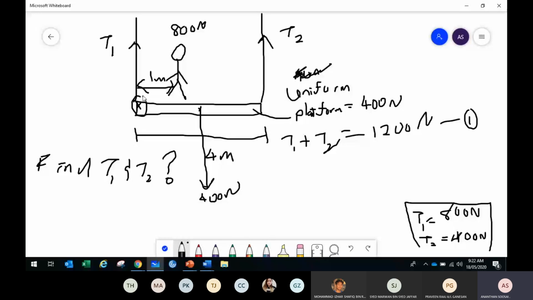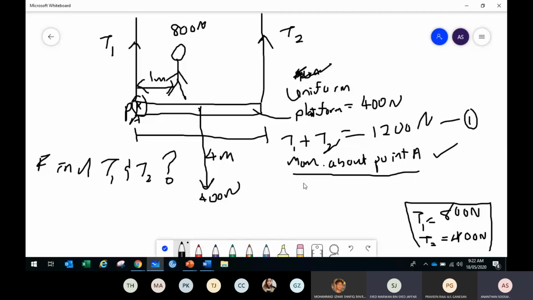So I take moment about this pivot here. I mark here point A. Moment about point A. First, in exam, you have to write this wording. You must tell you are taking moment about which point. This could carry 1 mark.